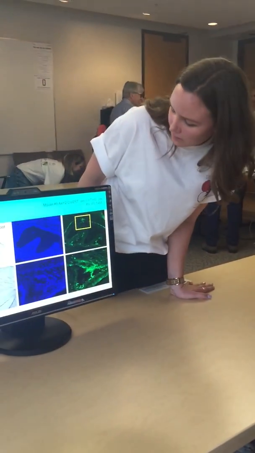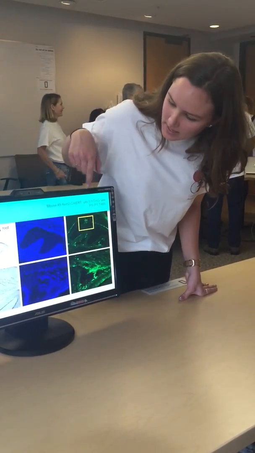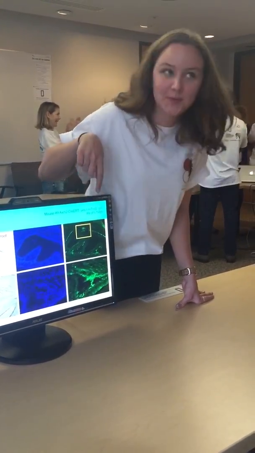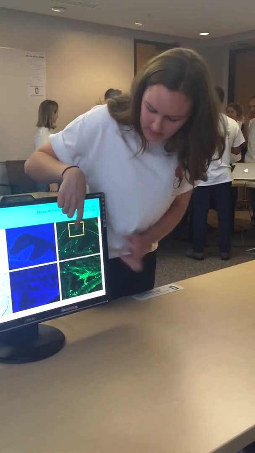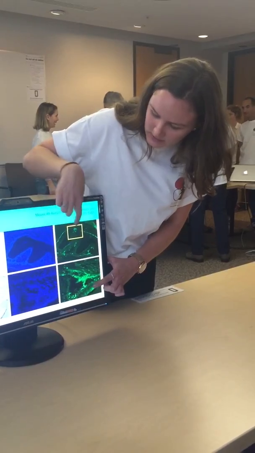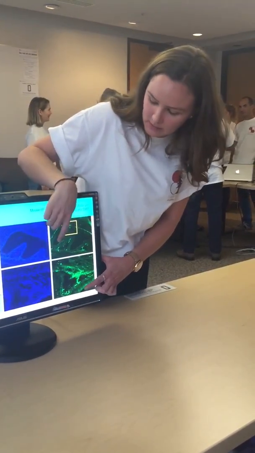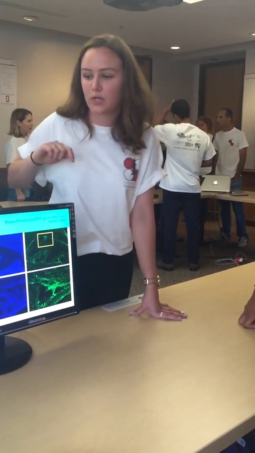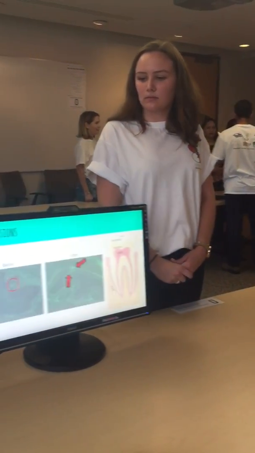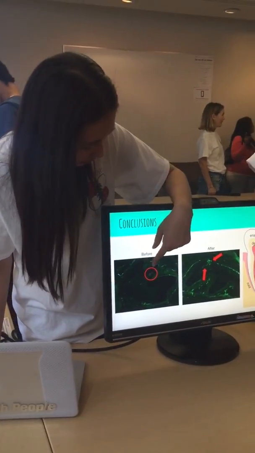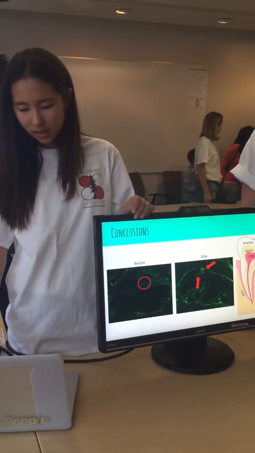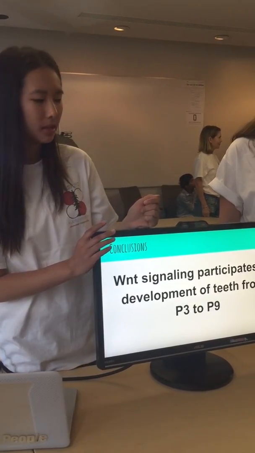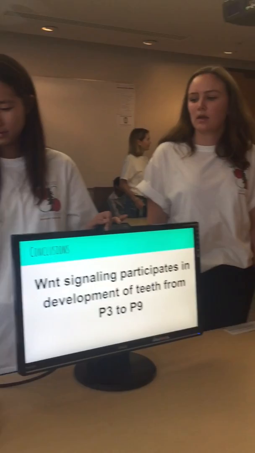This was our other mouse that we harvested at postnatal day 9, and we're mostly focusing here on the green fluorescent protein. You can see how the signal is most prominent here, and we've zoomed in, and what this actually is, is the root. Before it was in the pulp, and so we've seen that over 4 days, the Wnt responsive cells have migrated to the root area. So what Audrey said, it migrated from the pulp to the root area. What this shows is Wnt signaling may participate in tooth development from postnatal day 5 to postnatal day 9.